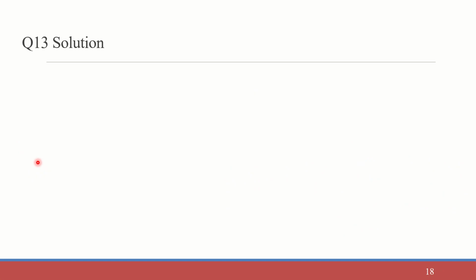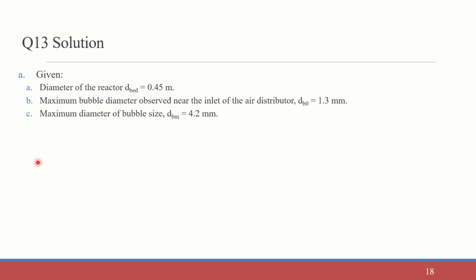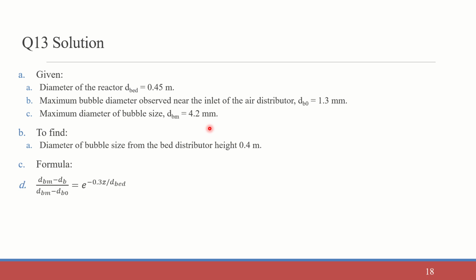Let us first write what is given. The diameter of the reactor, D bed, is 0.45 meter, the maximum bubble diameter observed near the inlet of the air distributor, dB naught, is 1.3 mm, and the maximum bubble diameter dBm is 4.2 mm. So dB naught and dBm are given, and the diameter of the bed is given. What are we asked to find? We are asked to find the diameter of the bubble at a height of 0.4 meter from the bed distributor. So what is the formula?